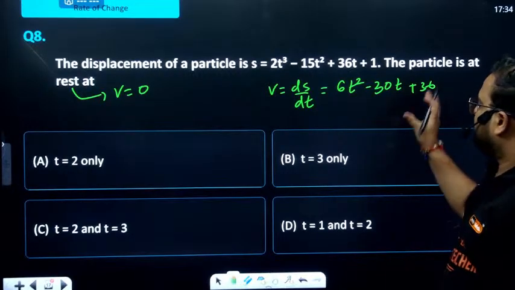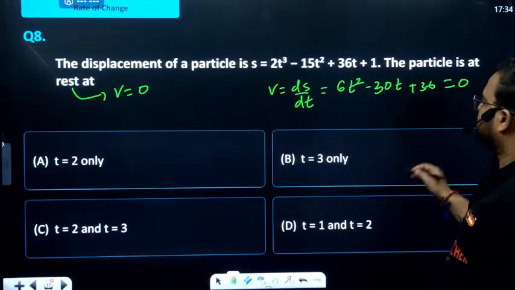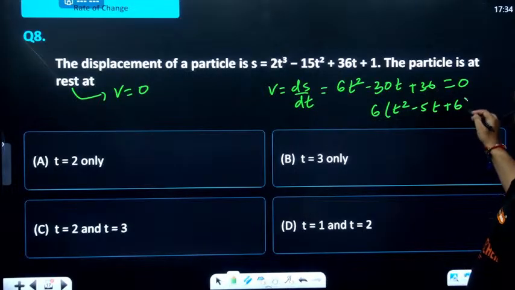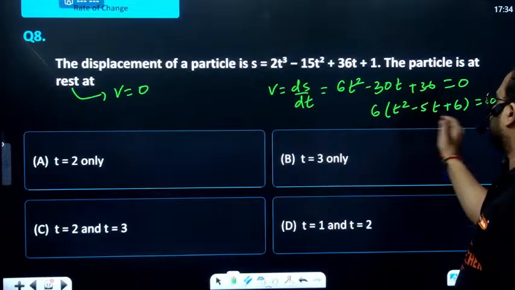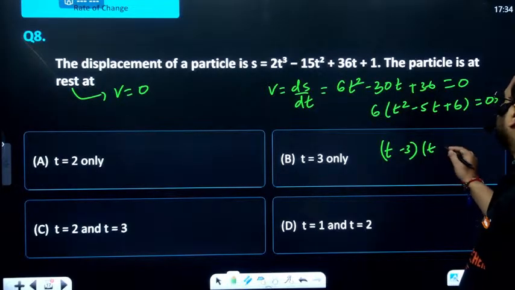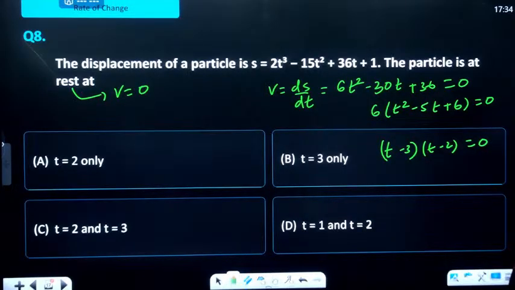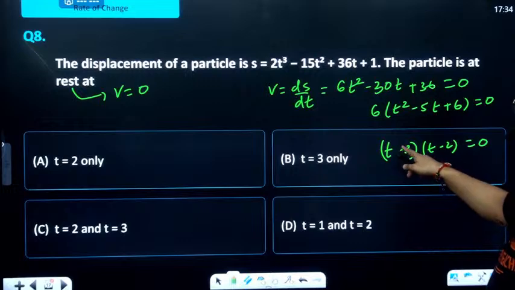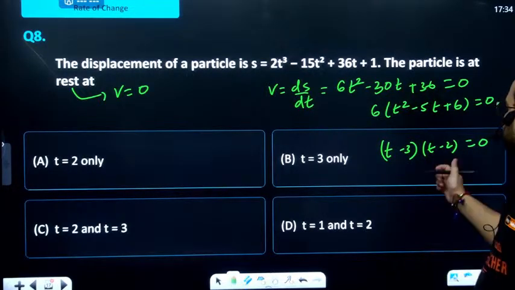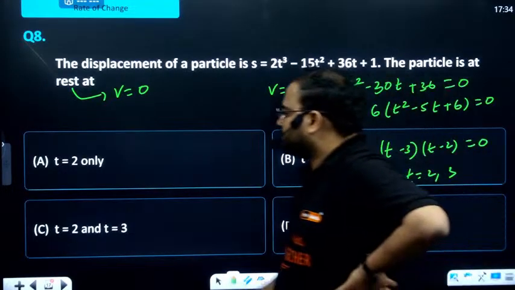We want to find the time when velocity is 0, so we'll put this equal to 0. Take 6 common. You'll have t square minus 5t plus 6 equal to 0. Then if you factorize this, you'll have t minus 3 and t minus 2 equal to 0. Check: t square plus 6 minus 3t minus 2t. Correct. So either t equals 2 second or 3 second is my answer. My option must be option C.